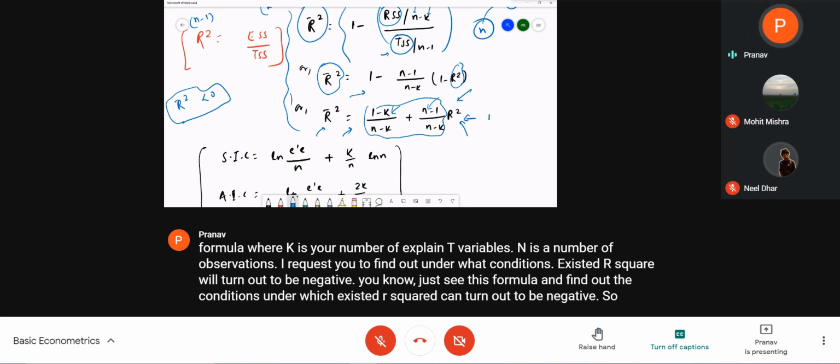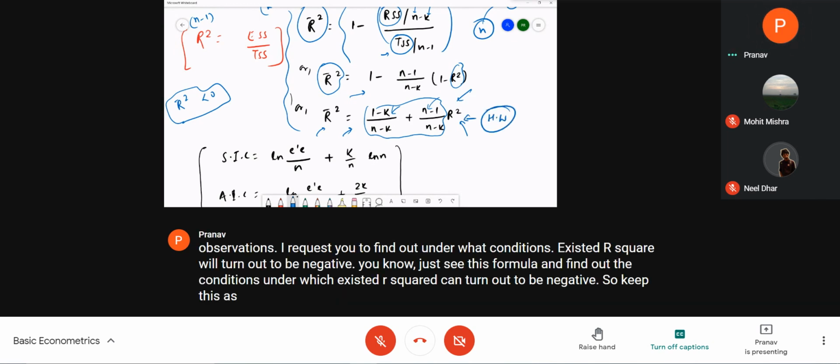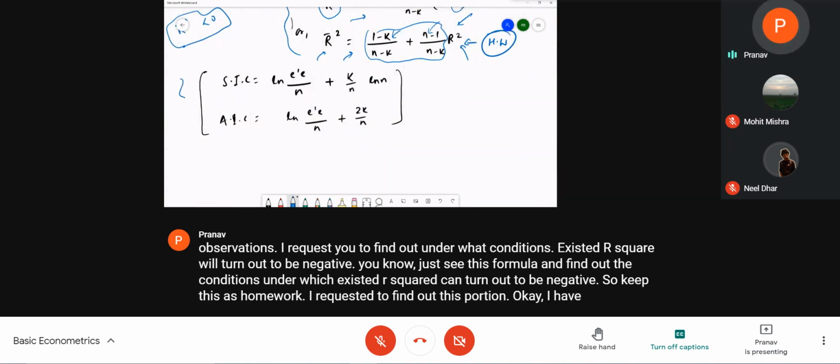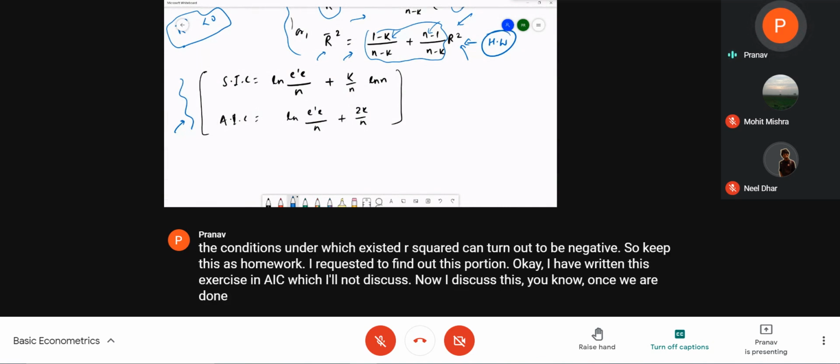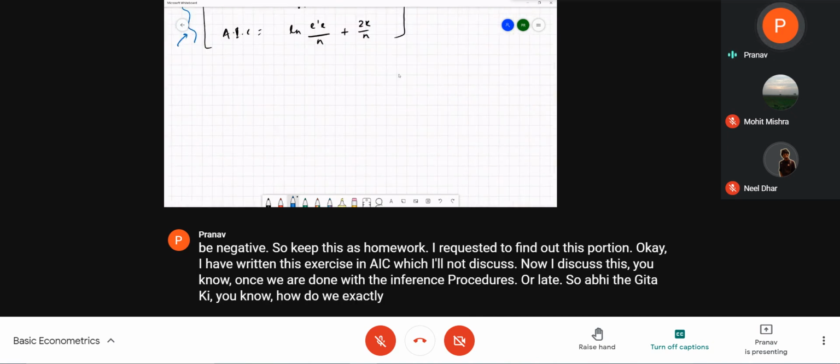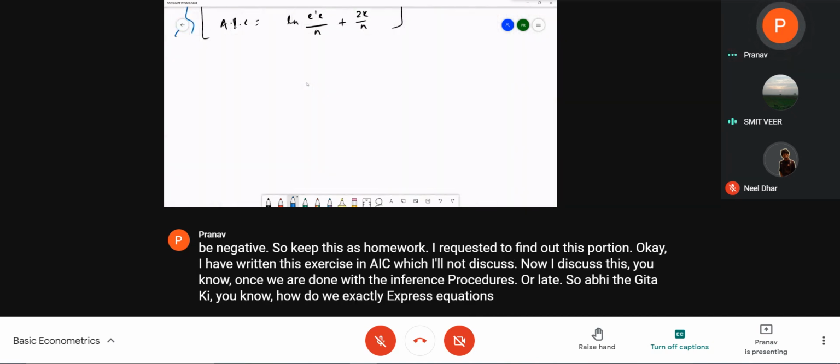So keep this as homework. I request you to find out this portion. Okay, I have written this SIC and AIC, which I'll not discuss now. I'll discuss this once we are done with the inference procedures. All right. So, abhi tak ye tha ki, how do we exactly express equations in deviation form?